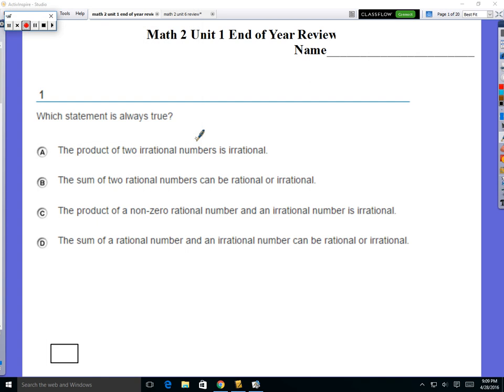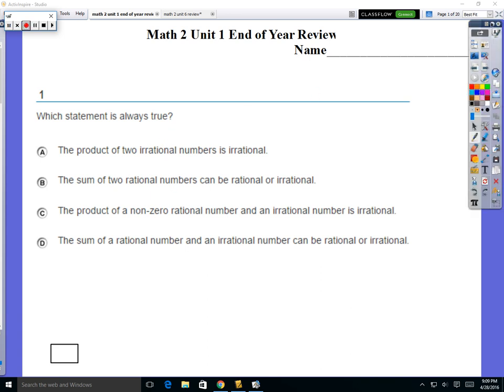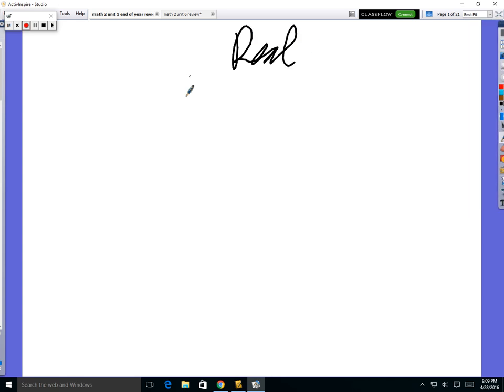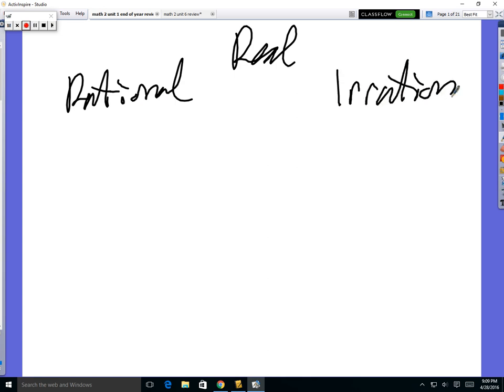Unit 1 is a beauty. Which statement is always true? Okay, numbers. So you gotta remember which ones, what's what. So numbers, in the reals, there's two types of numbers. There's rational, and then there's irrational.